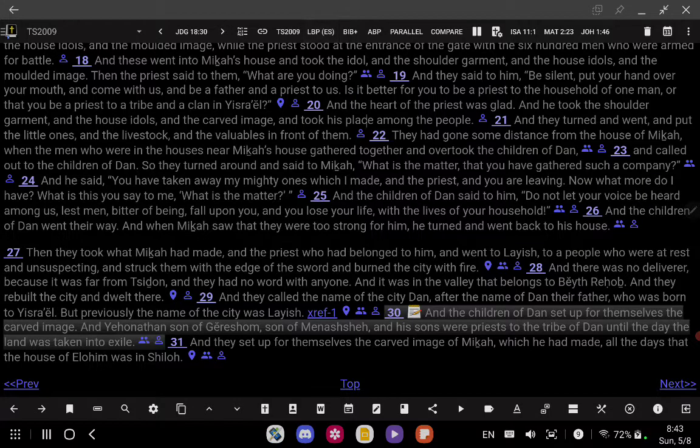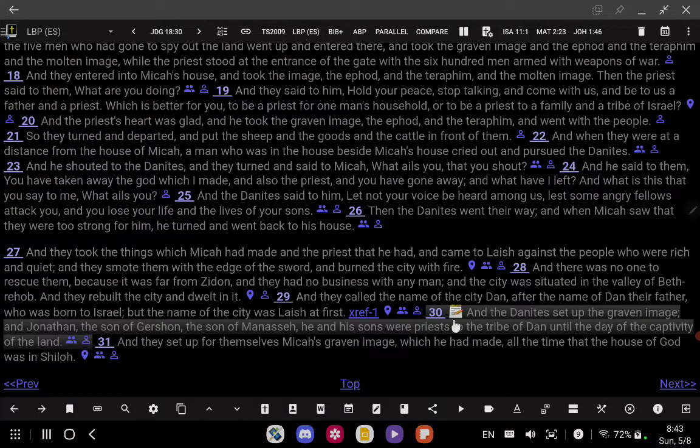And so let's just read the verse. I'm going to go to this LBP version. And the Danites set up a graven image. So this is important to what we're talking about. They set up a graven image. This is false god worship, so this is negative, okay?